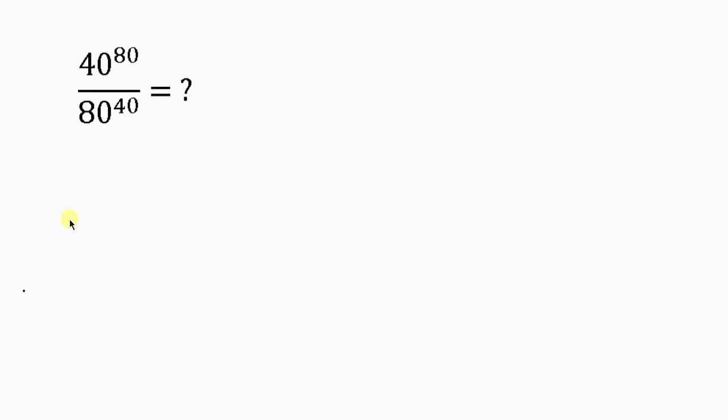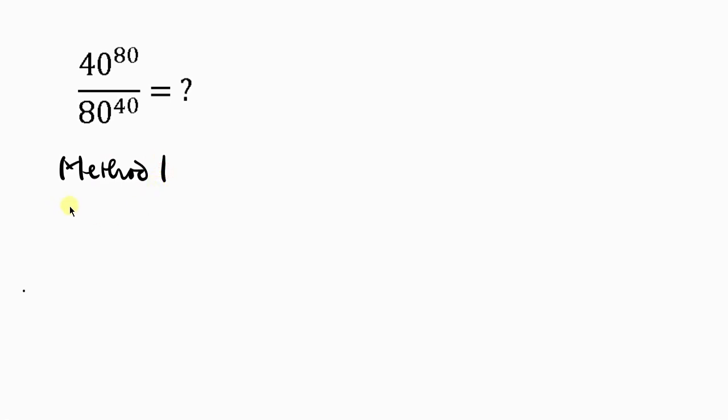Look at this nice and beautiful question on the board that we're going to be solving. The question says, find the value of 40 to the 80 all over 80 to the 40. Well, I'm going to be using two methods to solve this question. So we start with method 1.